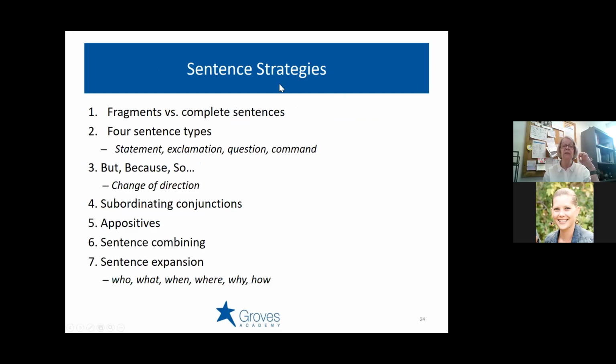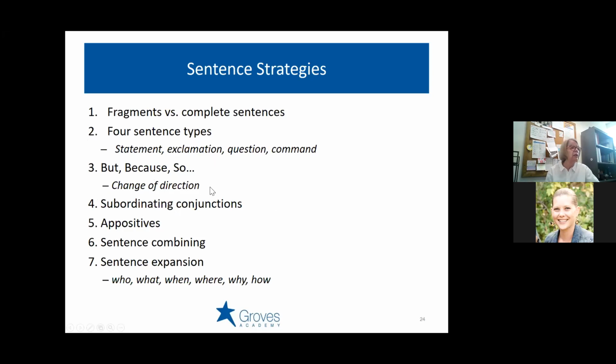So there are a number of sentence strategies that we can teach for improving sentences. The first of which is teaching students to recognize fragments versus complete sentences, which we'll talk about. We also want them to be aware that there are 4 sentence types, that they don't have to write everything as a statement. They can include questions, exclamations, commands, depending upon what's appropriate for what they're writing.